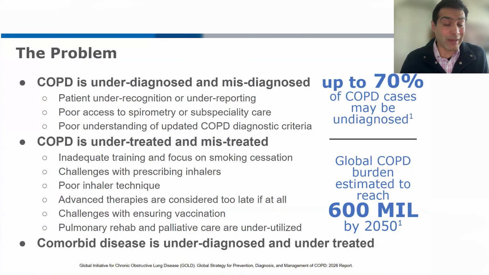And then pulmonary rehab, palliative care, extremely underutilized. These are conversations that should be happening up front with the diagnosis, so people have an idea of the functional impairments that they're going to be having in the natural course of disease. And as I mentioned several times, and I'm going to keep talking about, is the comorbid disease that goes along with COPD, underdiagnosed and undertreated. Next slide, please.